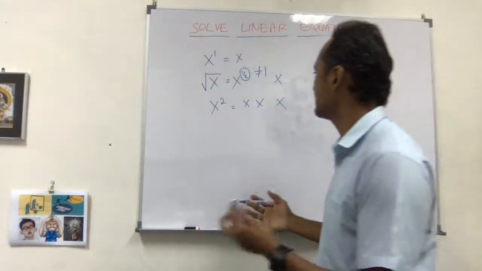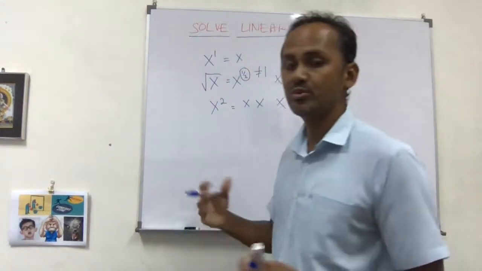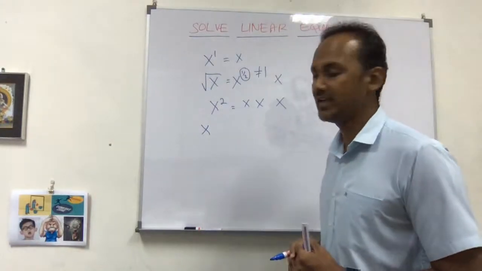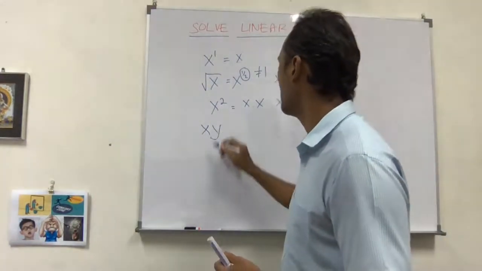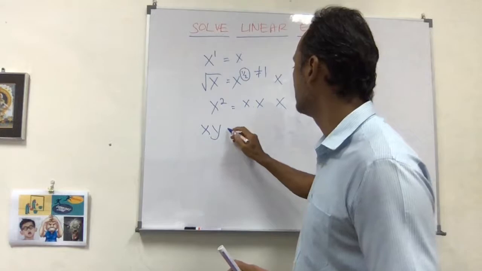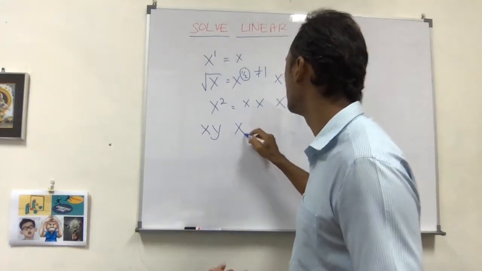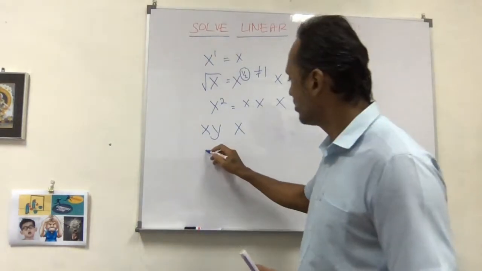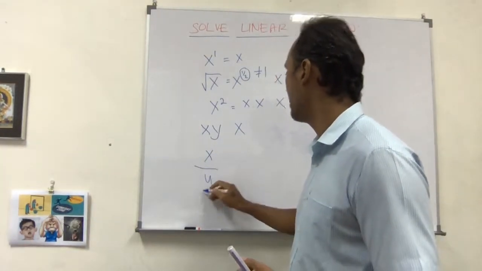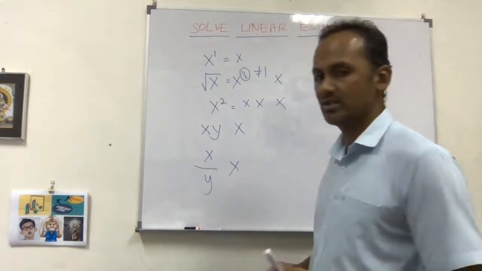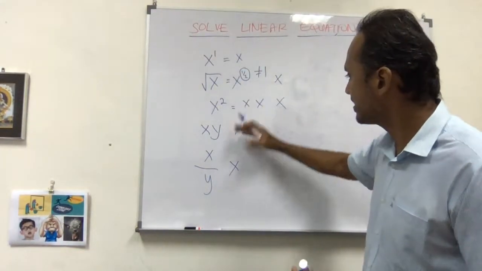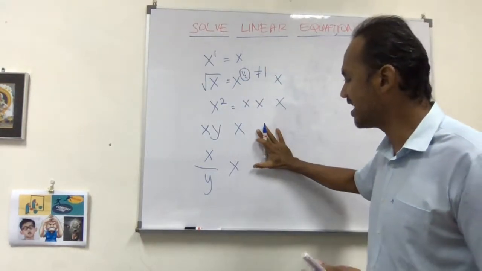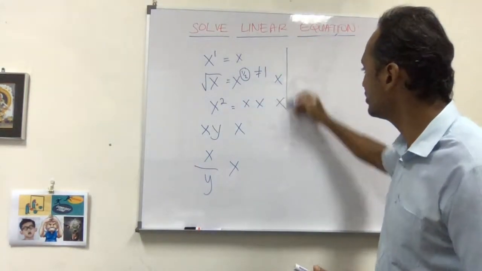Another example, let's assume we have two unknowns. One unknown we represent as x, the other unknown we represent as y. So x times y is also not linear. It can also be in the form of x divided by y. Again, this is not linear. So all these terms in the form of unknowns, if it takes this form, then it is not linear.